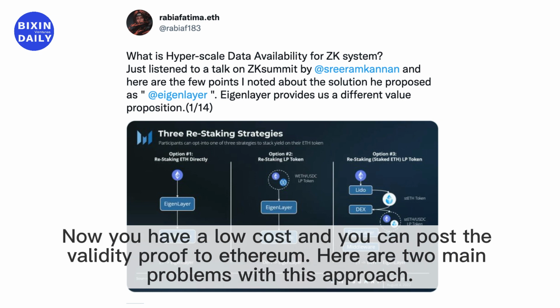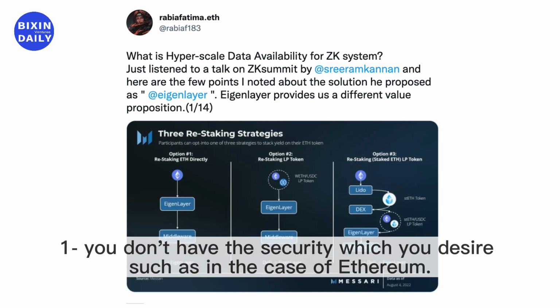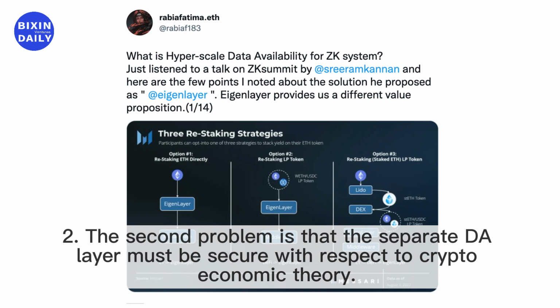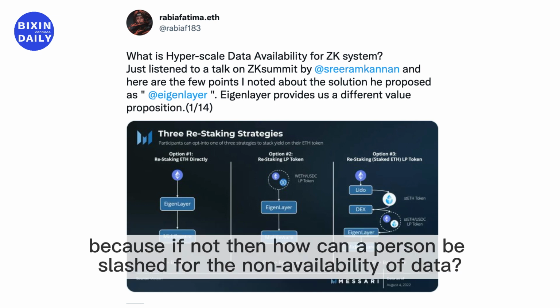Now you have a low cost and can post a validity proof to Ethereum. Here are two main problems with this approach. One, you don't have the security which you desire, such as in the case of Ethereum. Two, the separate DA layer must be secure with respect to crypto economic theory, because if not, then how can a person be slashed for the non-availability of data?